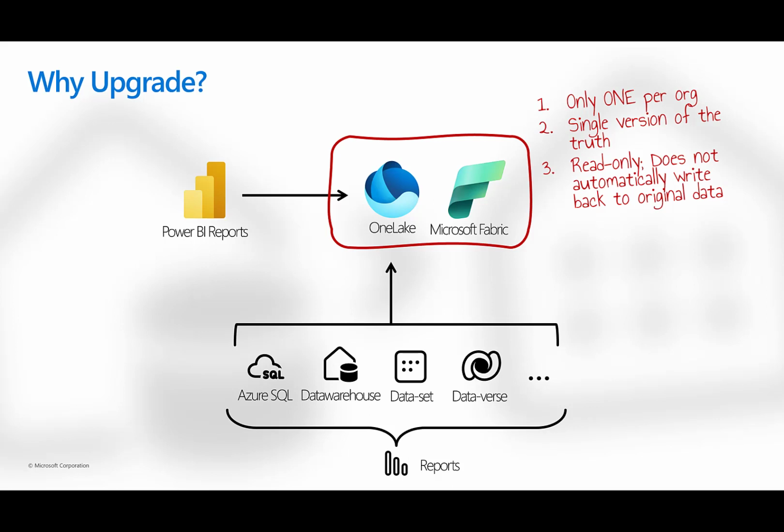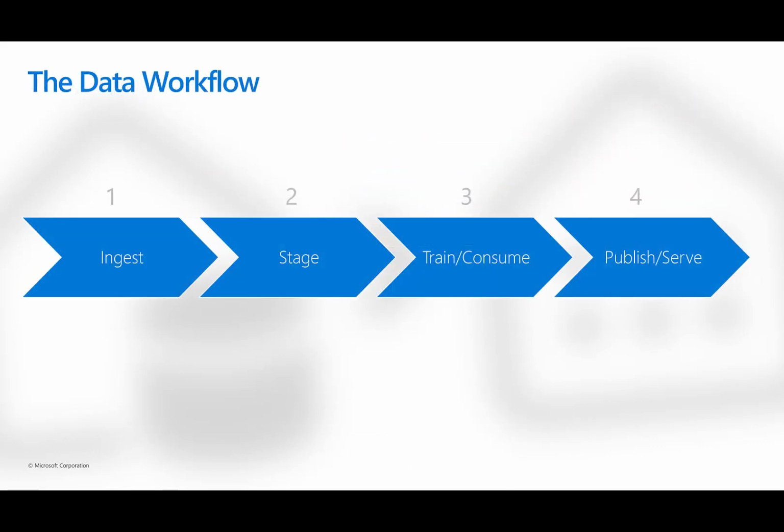The data workflow we currently have includes ingest, stage, train or consume, and lastly publish or serve. Ingest is where you copy the data from internal or external sources. Then you stage the data for use by other applications or machine learning. You train a machine learning model or consume the data that you have staged. Finally, you publish reports or serve the machine learning models to leadership or line of business applications.